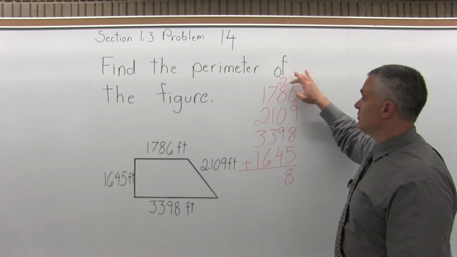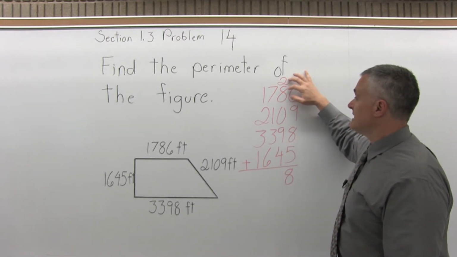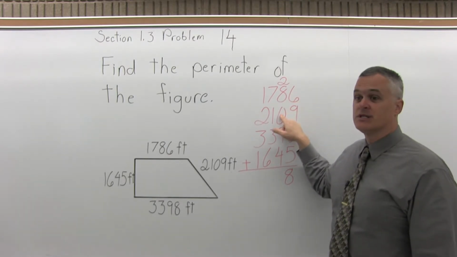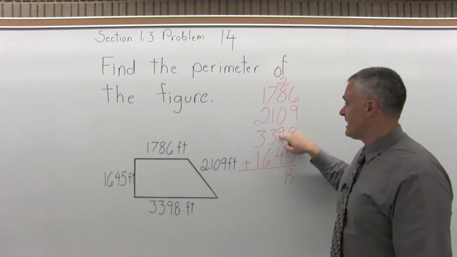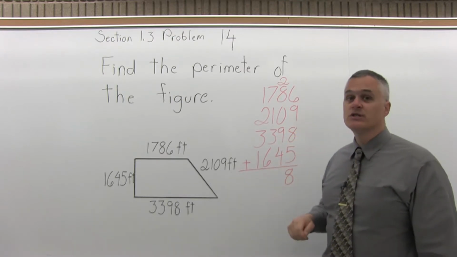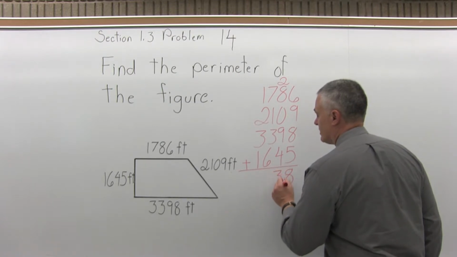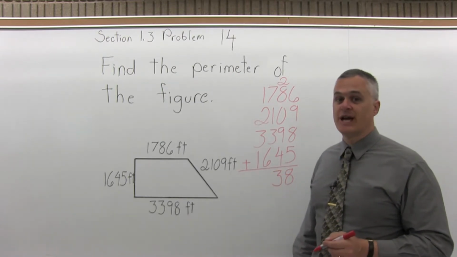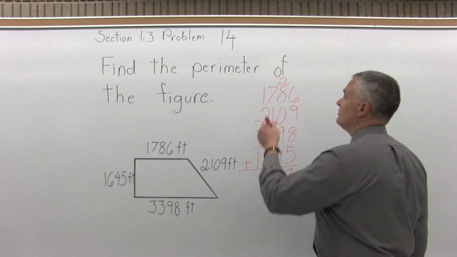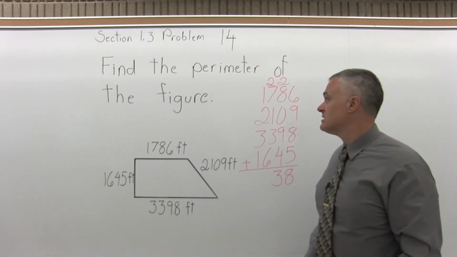So next I will add 2 plus 8 plus 0 plus 9 plus 4. 2 plus 8 is 10. 10 plus 0 is still 10. 10 plus 9 is 19. 19 plus 4 is 23. The 3 from that 23 gets written under the column of digits that I just added together, and the 2 from the 23 gets carried to the next column of digits.